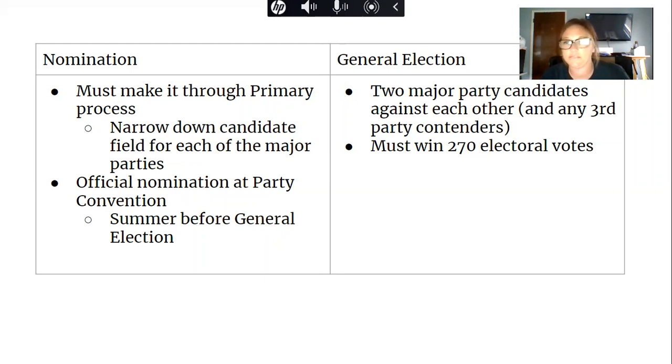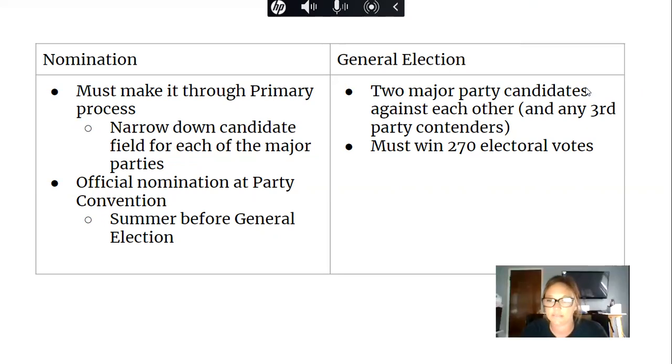And again, the two major parties, the Democrats and Republicans, both have party conventions, and this is where someone is officially offered a nomination and they officially accept that nomination. And again, you have to make it through the primary process, which narrows down the candidate field.